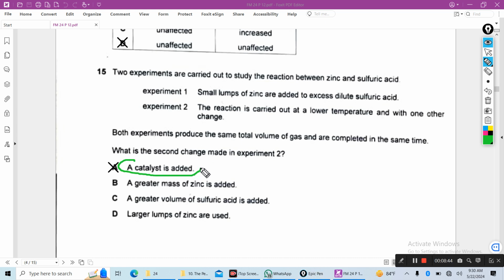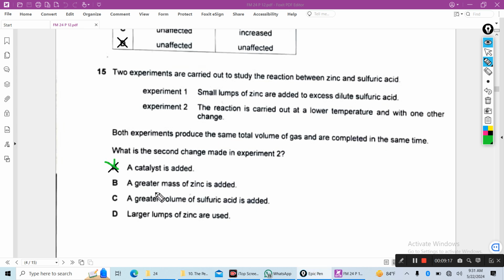A catalyst is used. In experiment 2, the reaction is carried out at a lower temperature, so the rate of reaction will decrease, but when you add one change, I mean if you add a catalyst, the rate of reaction will increase. So this is minimized. That's why the total volume of gas is the same and the reaction will be completed in the same time. So A is the right answer.